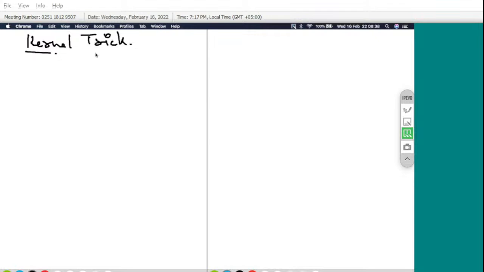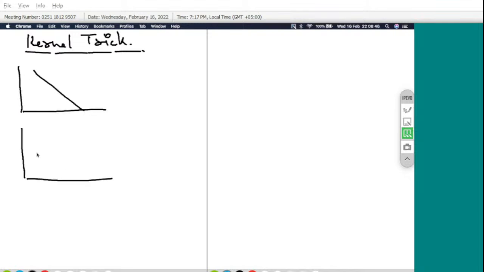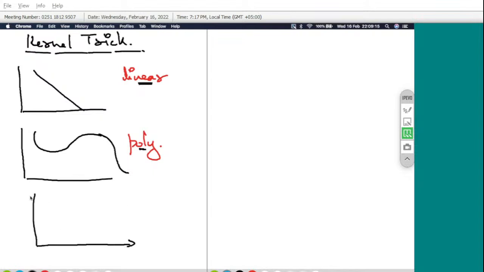What happens in a kernel trick? Like we know, a straight hyperplane can be there, and a curved hyperplane can also be there. This is linear, and this is polynomial. As per the requirement, we can give either a polynomial hyperplane or a linear hyperplane. But what if the data is not separable at all?